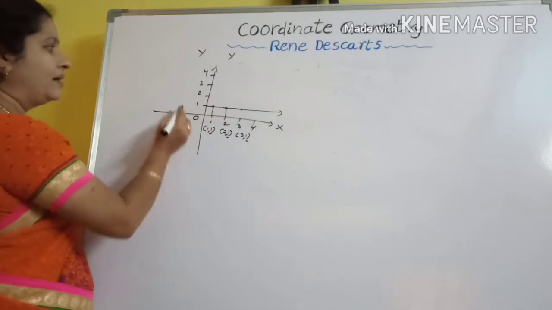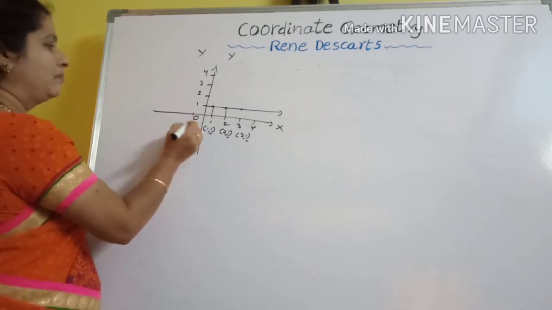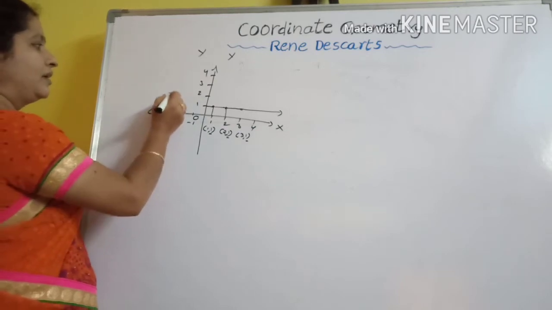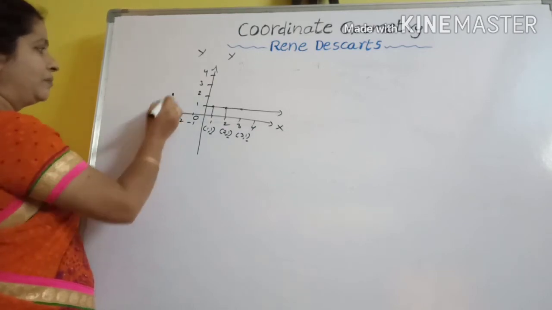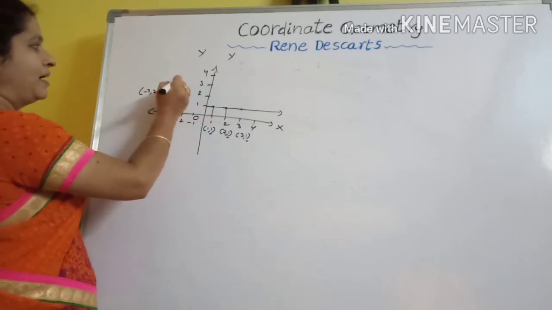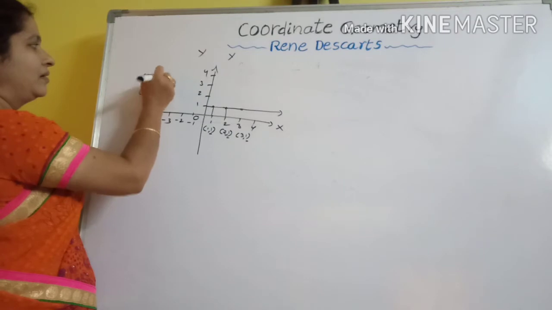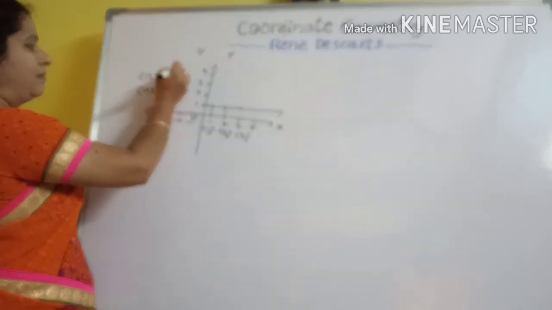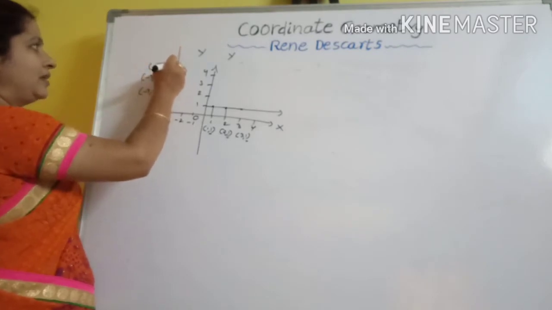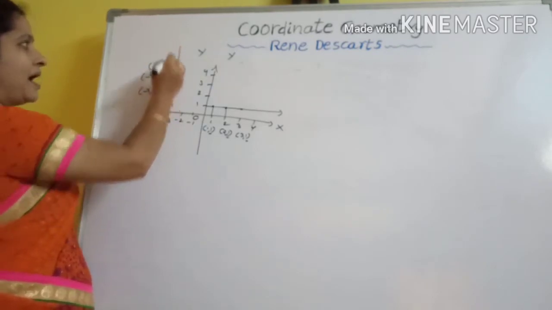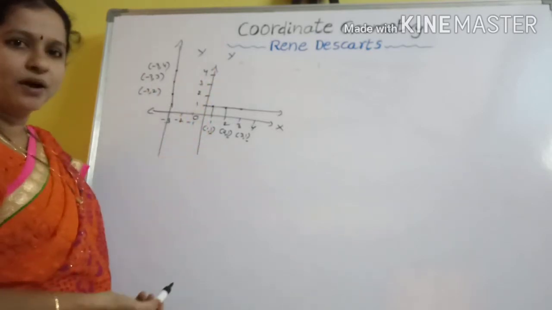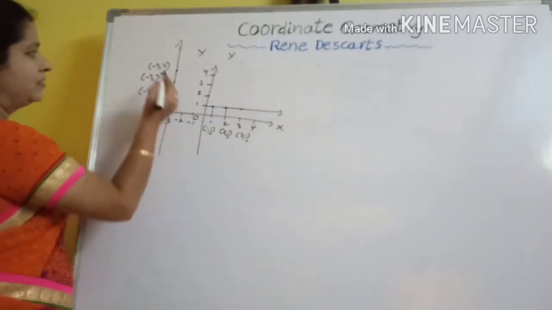In the same way, here we are taking the points (-3, 2), next one (-3, 3), and (-3, 4). The line joining these points is parallel to the y-axis.